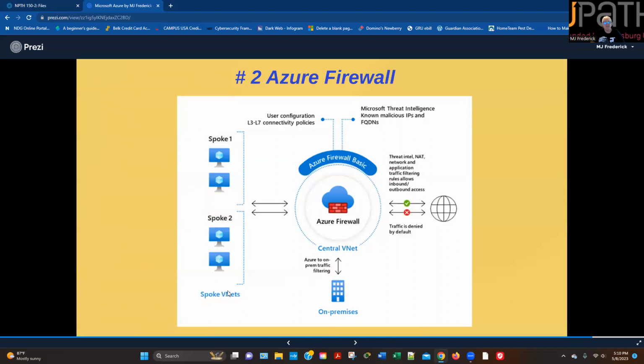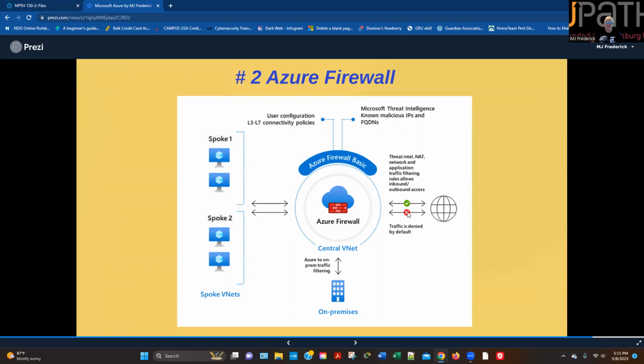So this kind of gives you an idea of our virtual networks, right? We have our user configuration set up. We've got our known malicious IPs and threat intelligence set up. We've got the basic firewall set up, right? And our central virtual network. And looking at the on-premises traffic, these are folks off-site, right? And then there's threat intel, network address translation, network and application traffic filtering, and rules that allow inbound and outbound access. So if something is not within compliance of that rule, then it doesn't get in. It shouldn't be getting in.